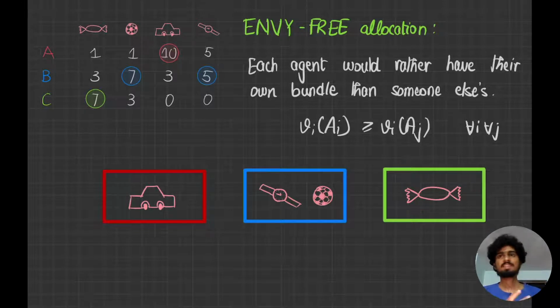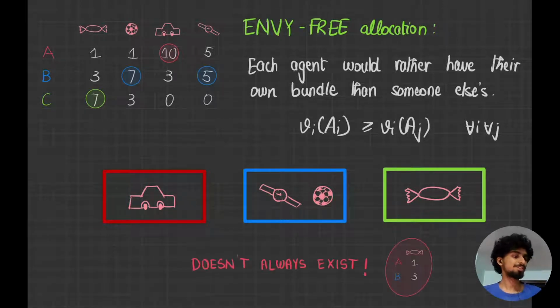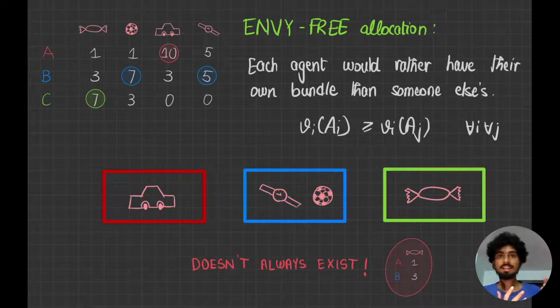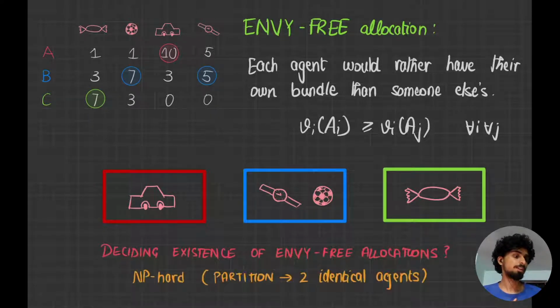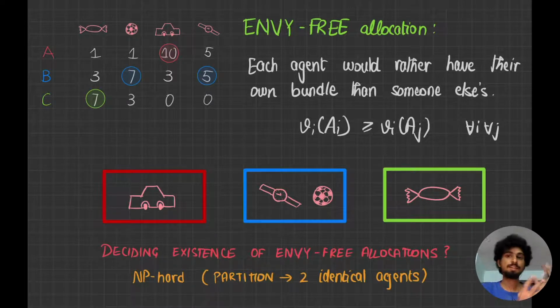Does such an allocation always exist? Turns out that's not true, even in simple cases. If you just have a single item you want to allocate between two agents, then you can't find an envy-free allocation, because if you give the item to one agent, then the other agent has the empty bundle. So they are going to envy the agent who possesses the item, right? So even in simple cases, envy-free allocations don't exist, and even deciding if envy-free allocations exist is pretty difficult. So you can reduce partition to finding an envy-free allocation between two agents who have the same values for all the items even.